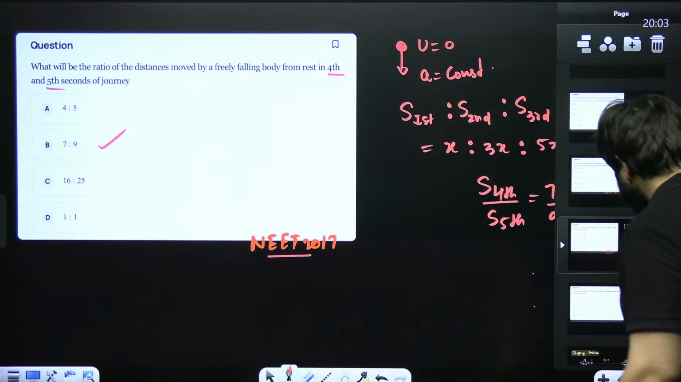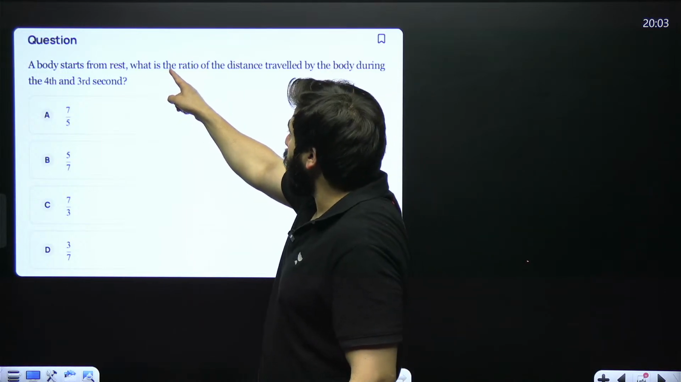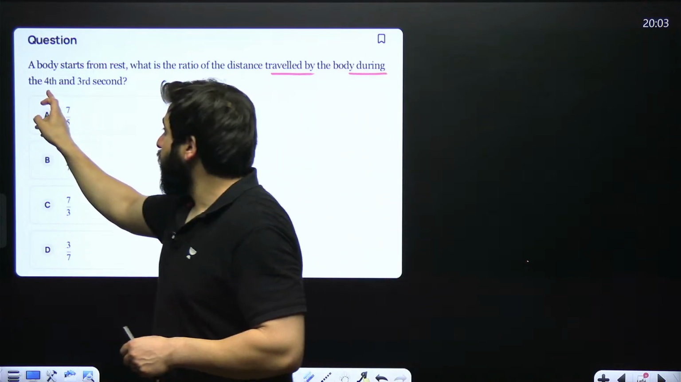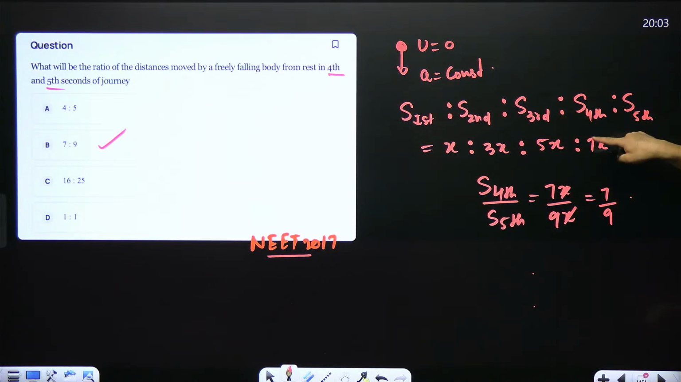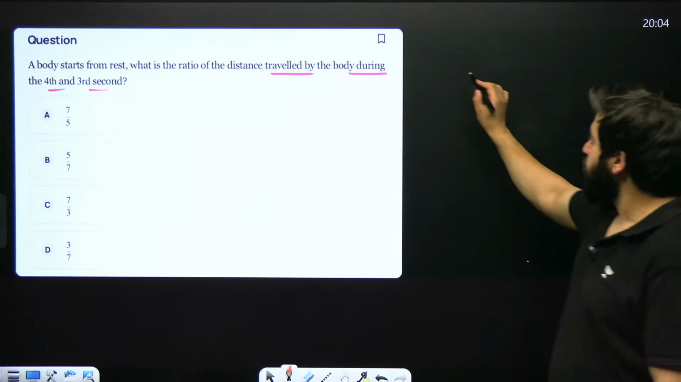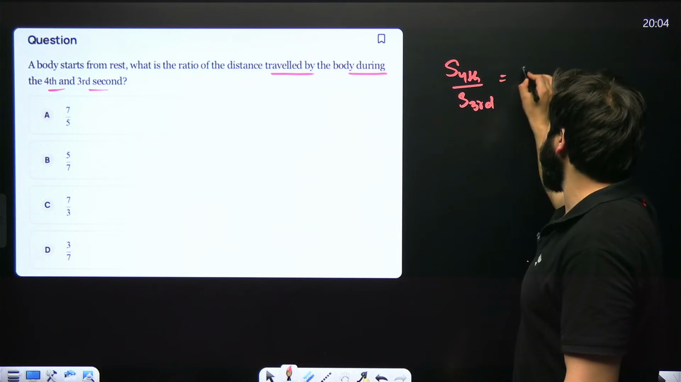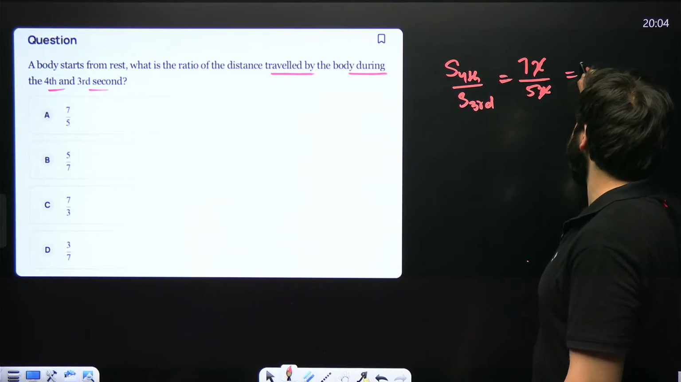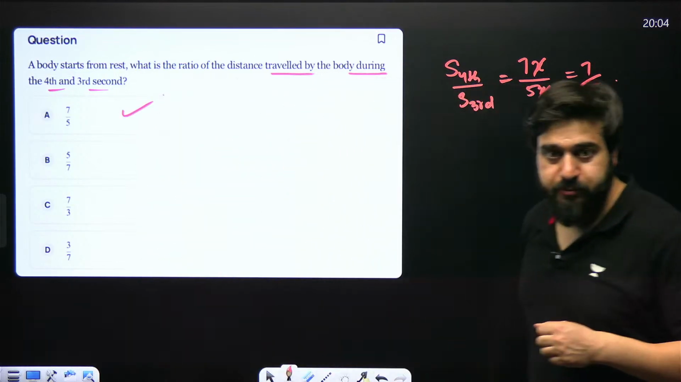Next we have, in the same category, a body starts from rest. What is the ratio of distance traveled by the body during the fourth and third second? Sir, in the fourth second it will cover 7x, in the third second it will cover 5x. So we say s fourth divided by s third will be 7x divided by 5x. Okay, this and this will cancel, so it will be 7 by 5. Option A.